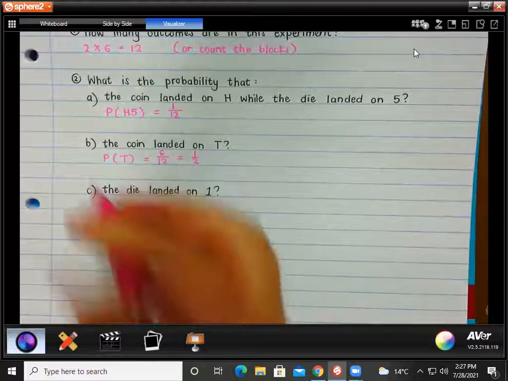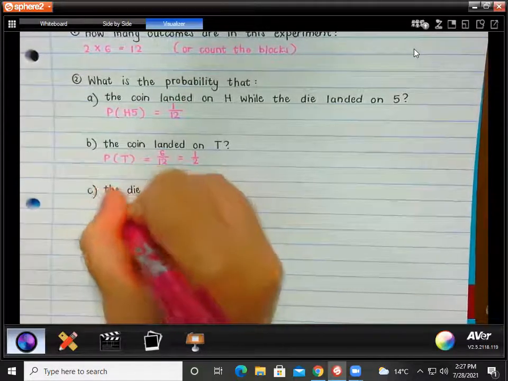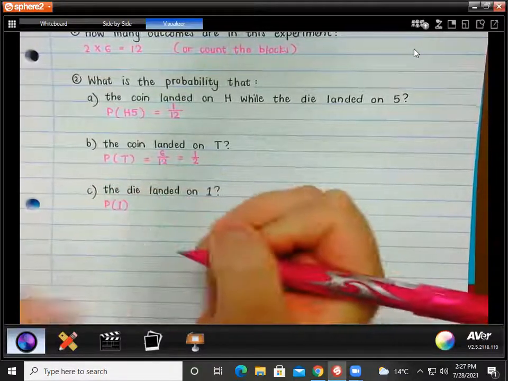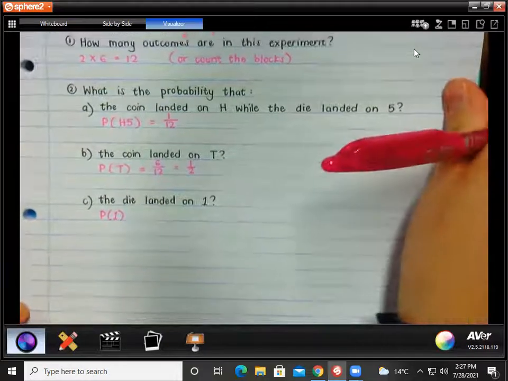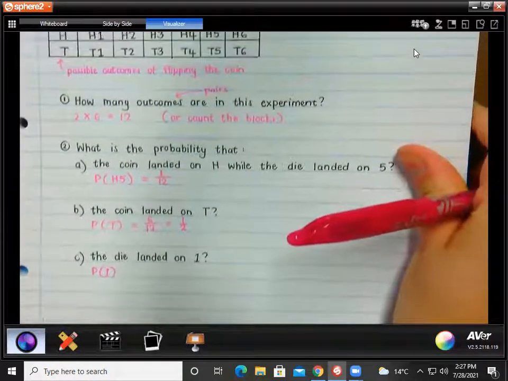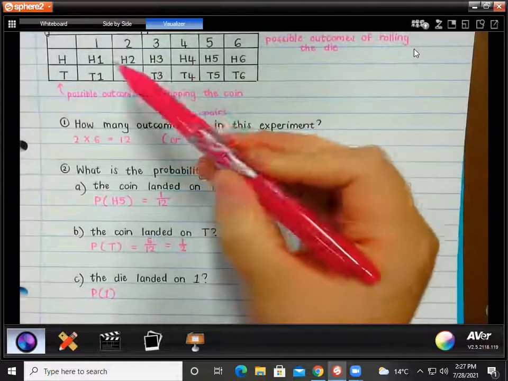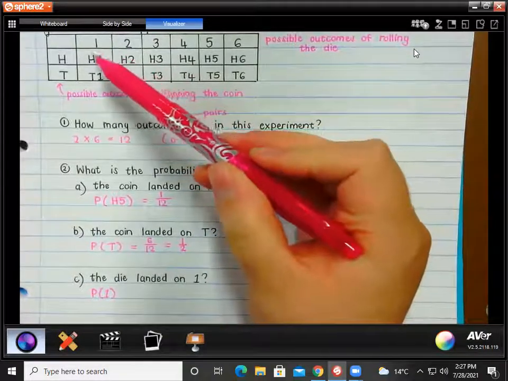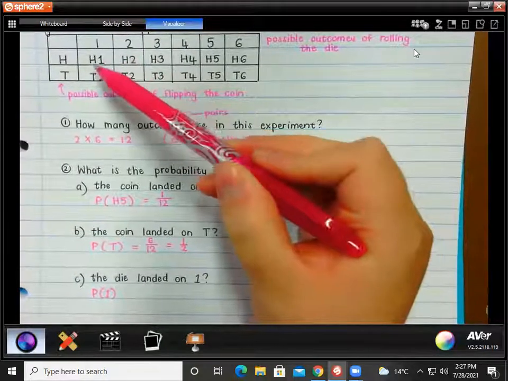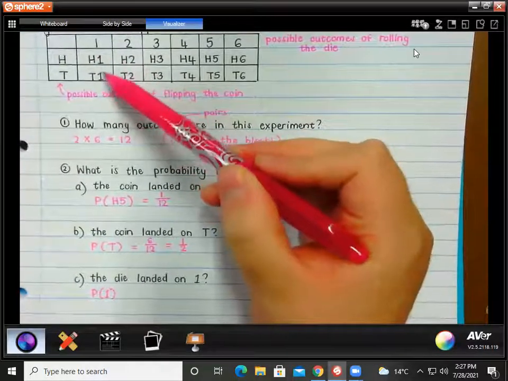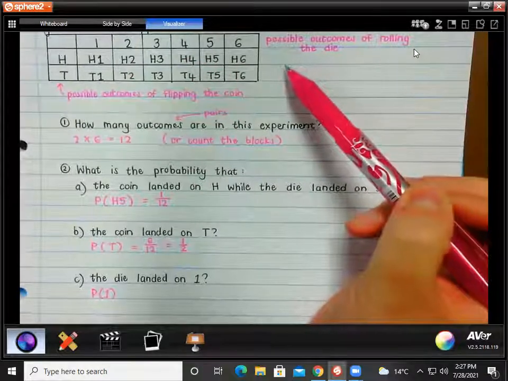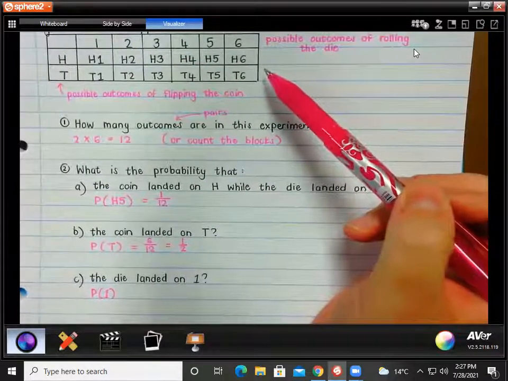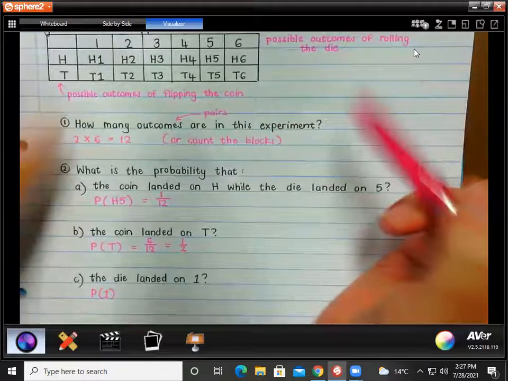Okay, so now we're looking for the probability of 1 being in that pair. In how many blocks do we have a 1? 2, right? They haven't specified anything about the coin. So it can be heads and 1. There is a 1 there. Or it can be tails and 1. All right, so 2 out of 12. So that's the probability of the die landing on 1 is 2 out of 12.